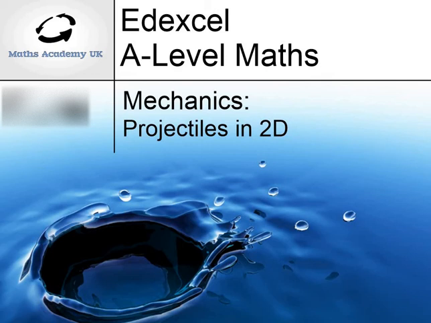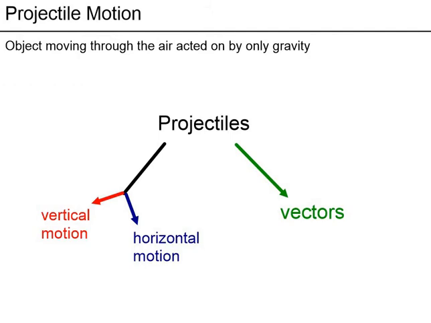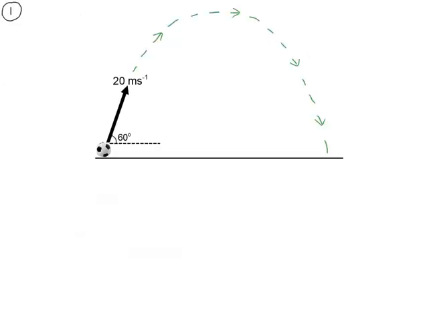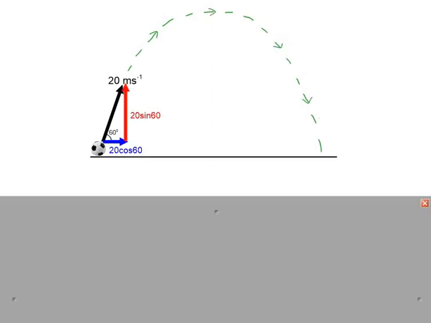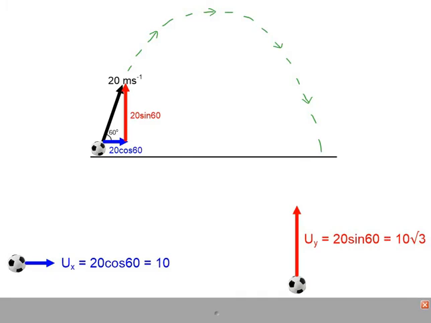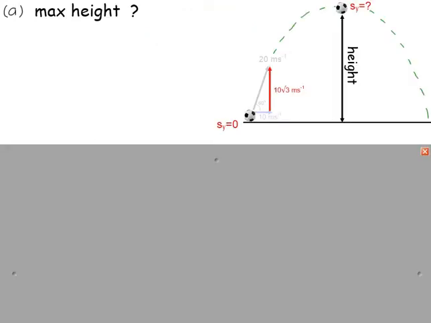Projectiles in 2 dimensions. Example 1. We calculate the horizontal and vertical velocity components. So ux is equal to 10 and uy is equal to 10 root 3 meters per second. Part A, to work out the maximum height reached.